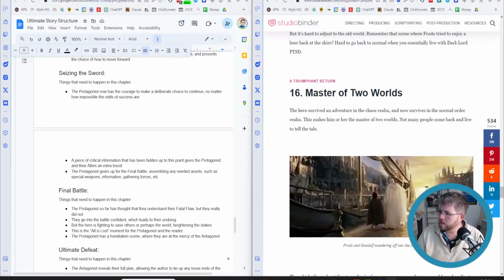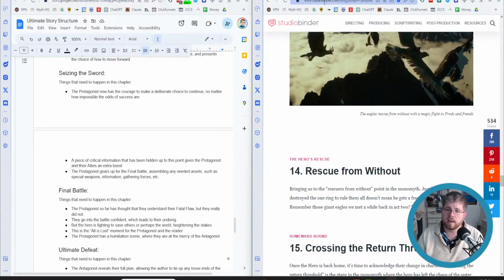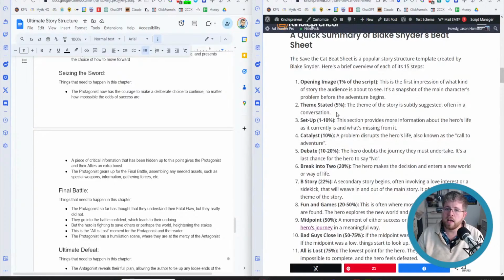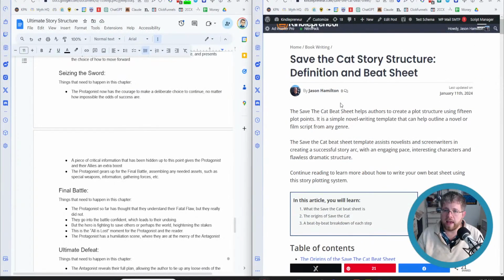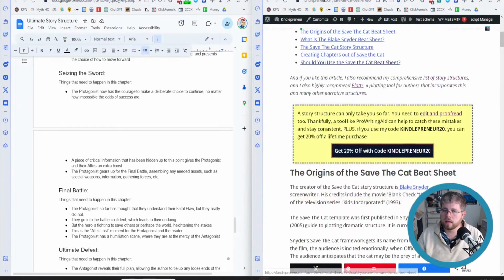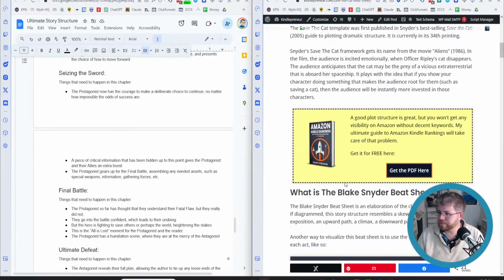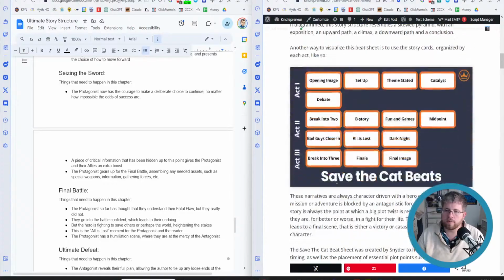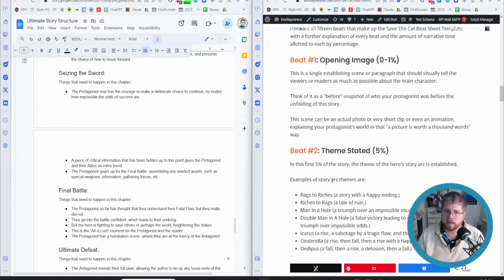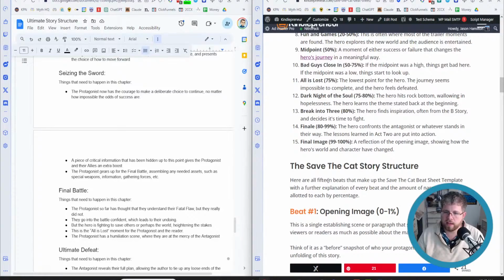Jeff said, what is the article you're on so you can follow along? So this one, I just did a Google search for 17 steps of the hero's journey, and we got a result from Studio Binder. But I'm about to click out of this. We're going to move on now to Save the Cat. And this is a Save the Cat beat sheet article that, hey, yours truly wrote for Kindlepreneur, because I work there. This is the article that I put together a while back about the Save the Cat story structure.